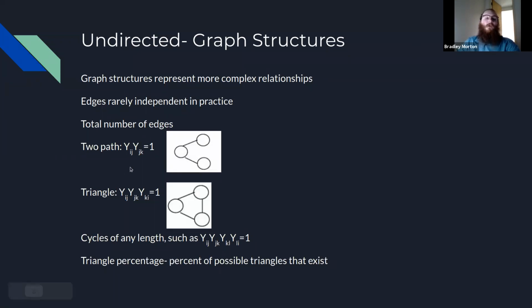And then we can move into what is called a two-path, where yij, yjk equals 1. The clear extension of this is the triangle, where yij, yjk, yki equals 1. We can also define a cycle of any length. So this is a cycle of length 4. Another possible statistic is the triangle percentage. So we say how many triangles can exist, what proportion of those do exist. And there are many, many more structures that could be used. These are just a handful.